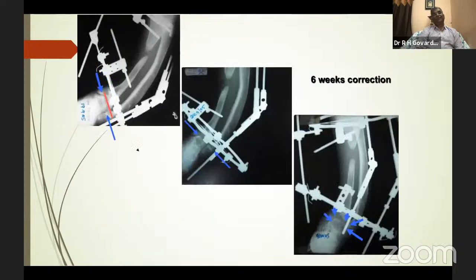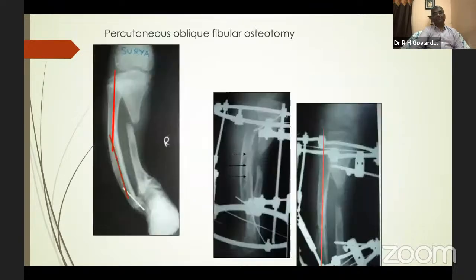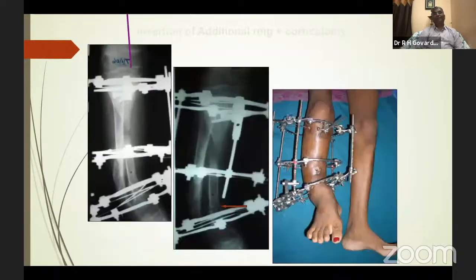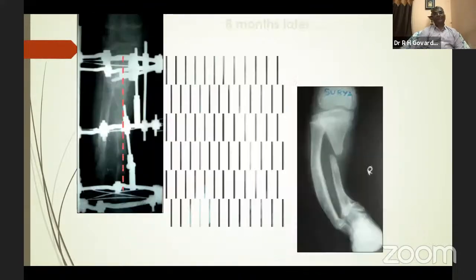So what we did initially, we put a frame with wires only in the tibia for the distal fragment with one Schanz pin. Above there was a single ring with adequate fixation. Fibular osteotomy was done to correct the deformity. Once we corrected the deformity, we corrected the tibial deformity. That was the apex of the deformity. So you can see the ring construct and the hinges.